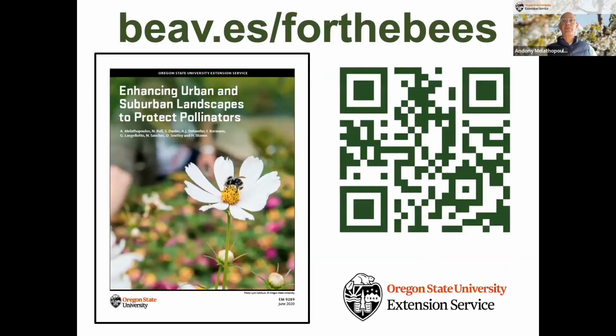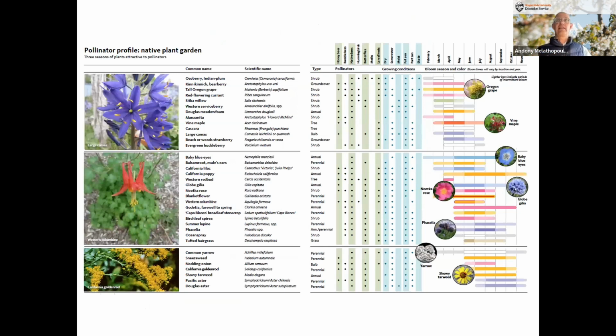But just to conclude, I wanted to give you a couple resources. We do have this garden-focused publication, Enhancing Urban and Suburban Landscapes to Protect Pollinators. We do have plant lists in it for Eastern Oregon. And so some of these plant lists may be useful to you. It looks like this, and it'll lay out dry, moist sites, full sun, and give you a sense of the color of the plants.